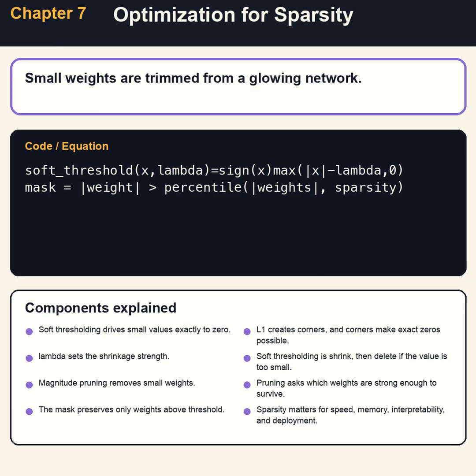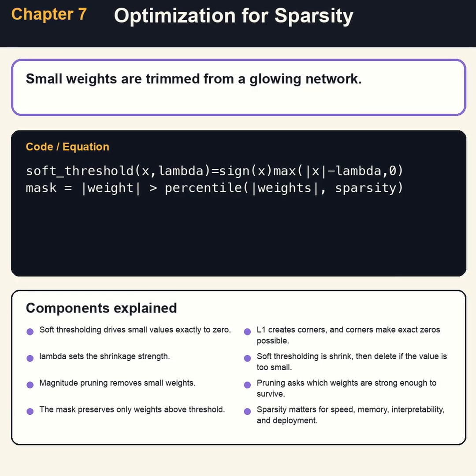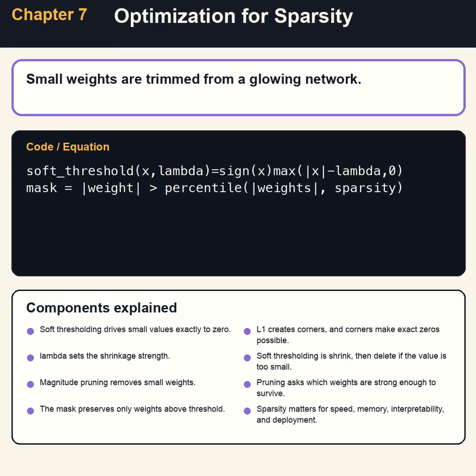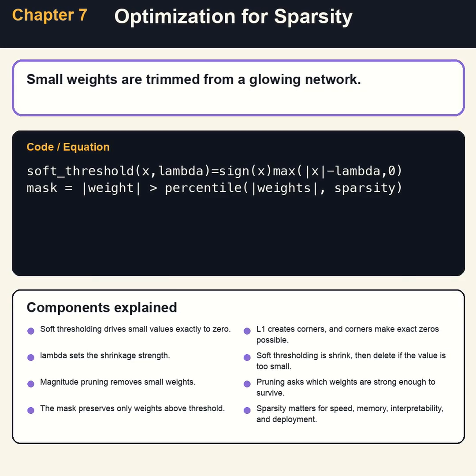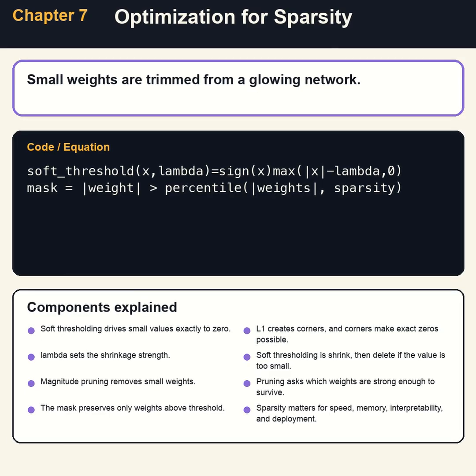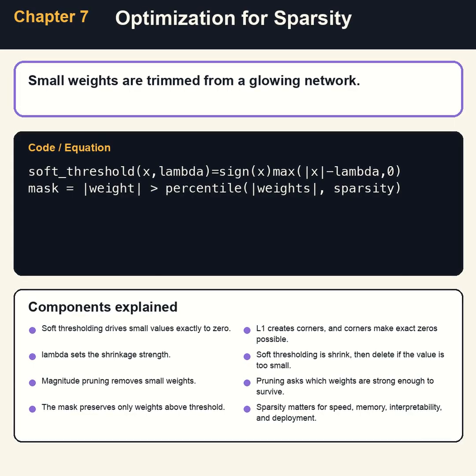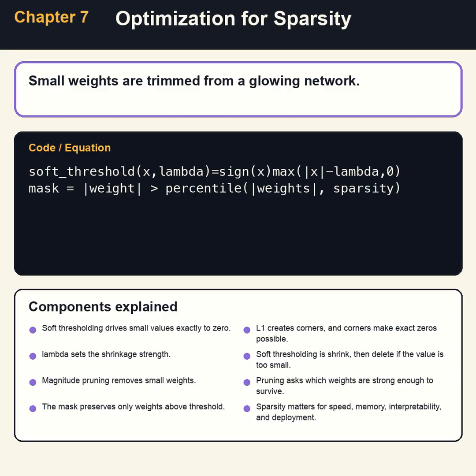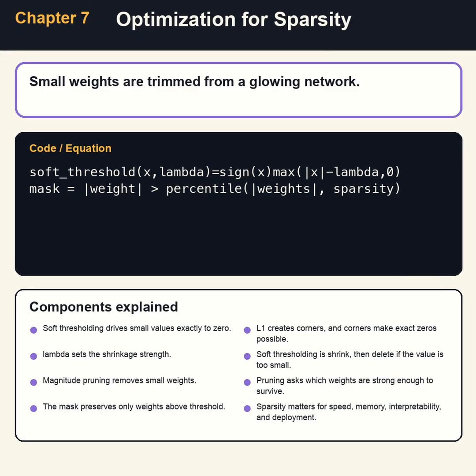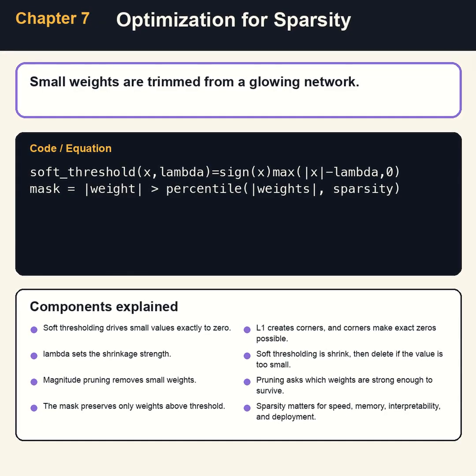Optimization for sparsity. Real-world analogy. Prune weak branches from a tree so the strong roots get more light, memory, and attention. L1 regularization uses soft thresholding, which shrinks values and snaps small ones to zero. Magnitude pruning keeps the largest weights and removes the rest. Sparsity is not just smaller numbers, it is structure.